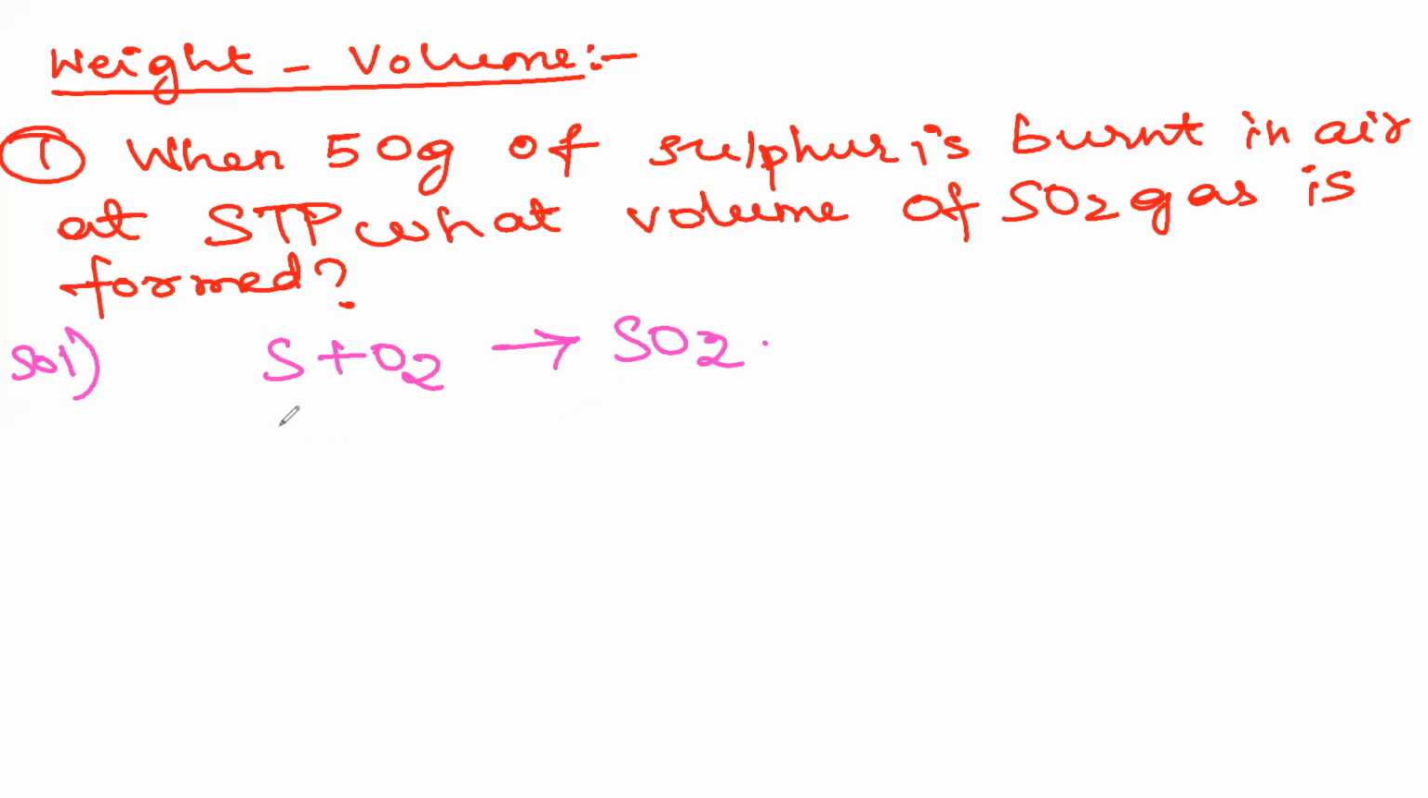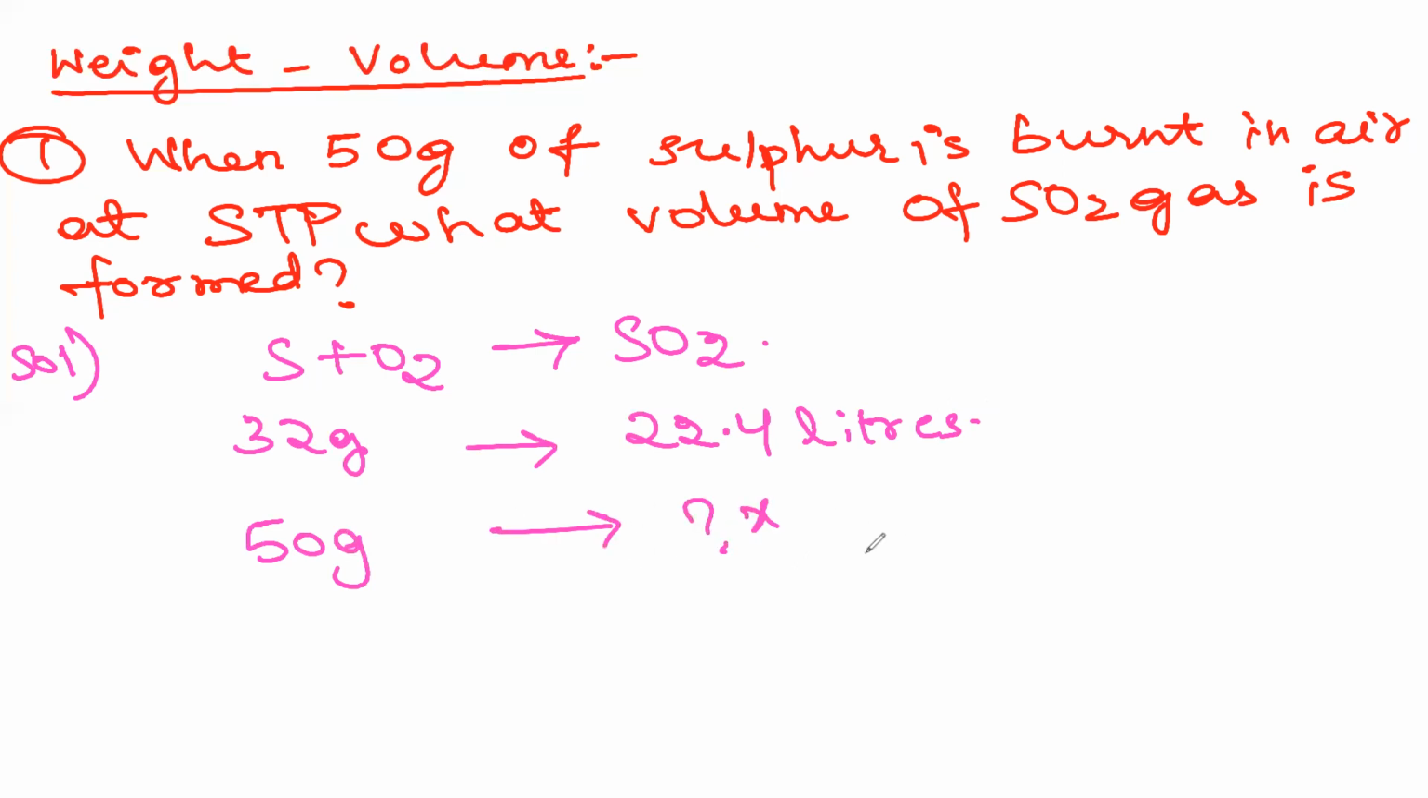So 1 mole of sulfur contains how many grams? 32 grams. 32 grams of sulfur gives 1 mole of sulfur dioxide, and 1 mole of any gas at STP occupies how much? It is 22.4 liters. So 32 grams of sulfur gives 22.4 liters of sulfur dioxide at STP. Now the given weight is 50 grams, so 50 into 22.4 divided by 32. You can calculate that answer. In this way you have to solve it. So this is called weight volume relationship. Question number 1 is over.